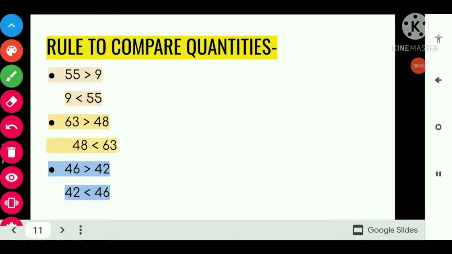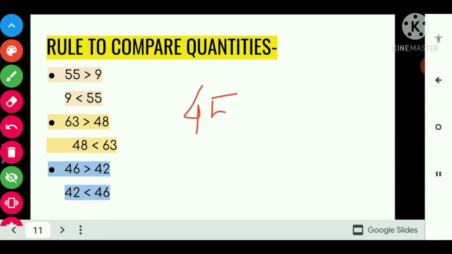Good morning, students. So today we'll start another topic, that is compare quantities. So how we can compare the quantities, the numbers. Which number is the bigger one, which number is the smaller one? How will you know that? So for that there are some rules. Let me give you one example.